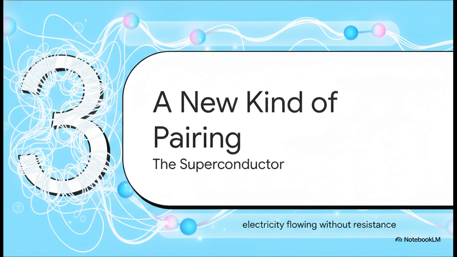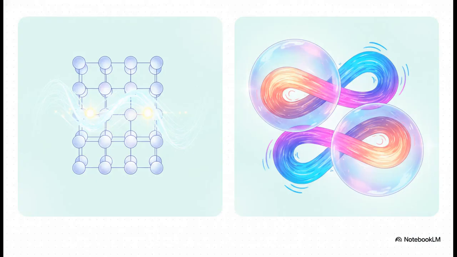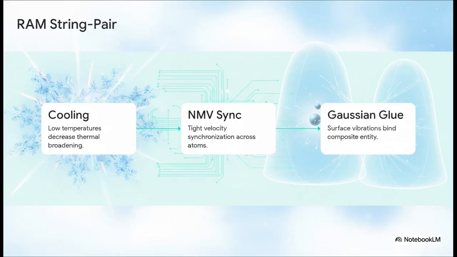Section 3. A new kind of pairing, or how we go about building the superconductor. The contrast between the standard framework and RAM is striking. Conventional BCS theory relies entirely on phonons, which are basically quantized sound waves in the atomic lattice, to push electrons into pairs. RAM interprets this pairing totally differently. It views it as the synchronization of two spiral strings, actively glued together by the elastic vibrations of these compressible magnetic balls. Under RAM, forming one of these pairs follows a very clear three-step sequence.